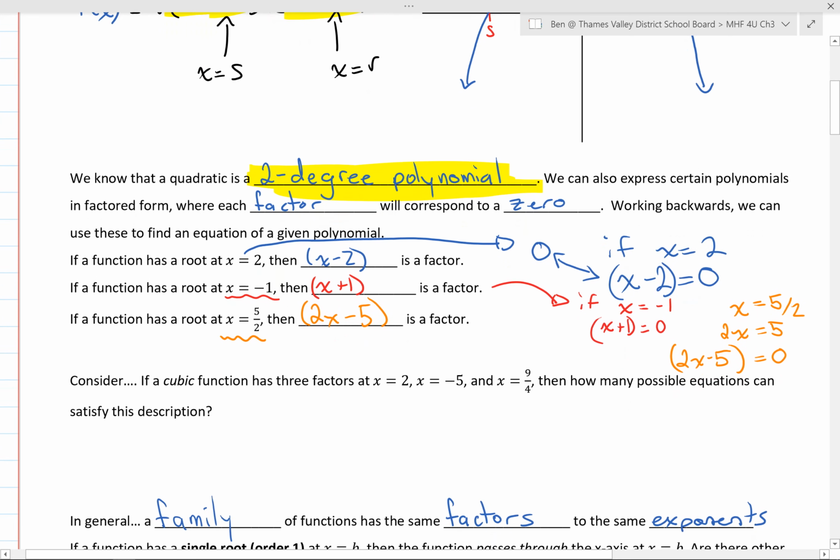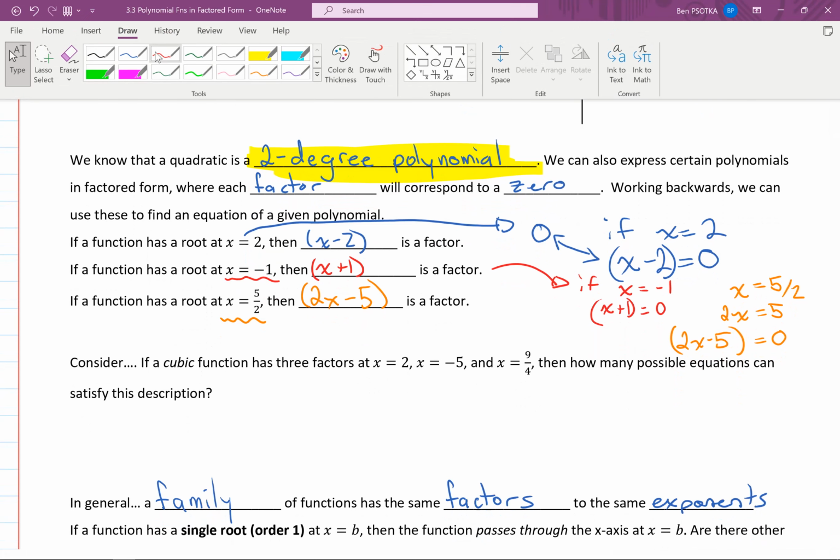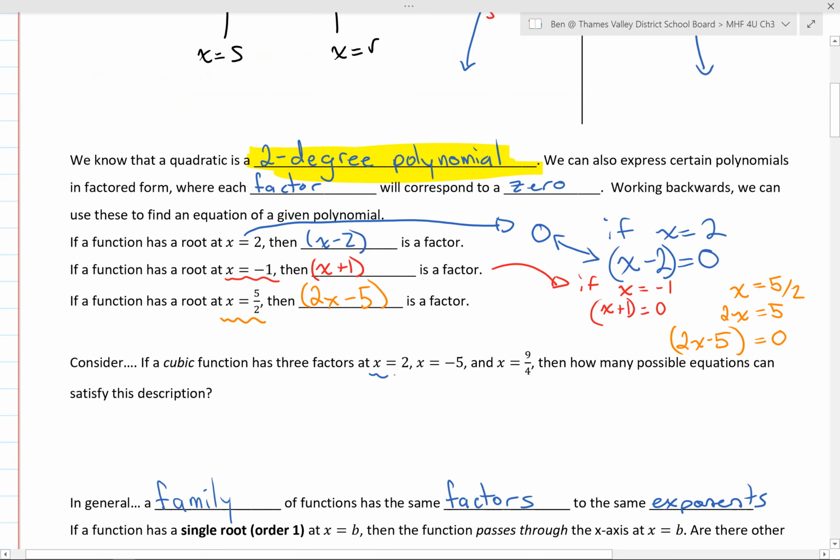Okay, now let's consider if a cubic function has three factors. One of them is at x equals 2. One of them is at x equals -5. One of them is at x equals 9 over 4. How many possible equations can satisfy this description?